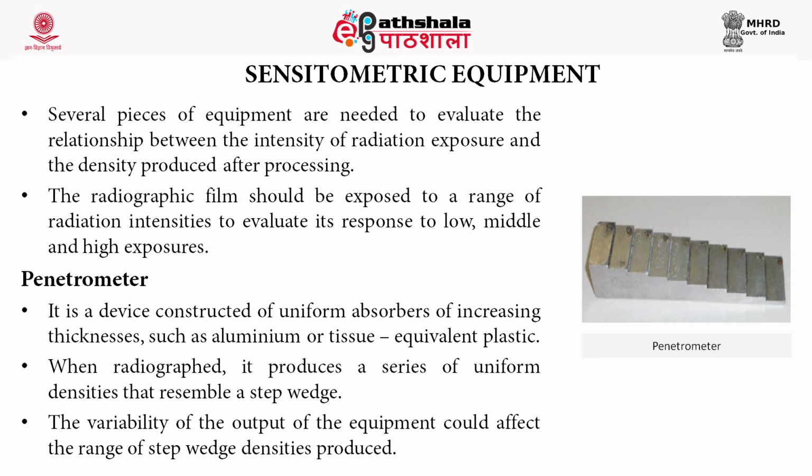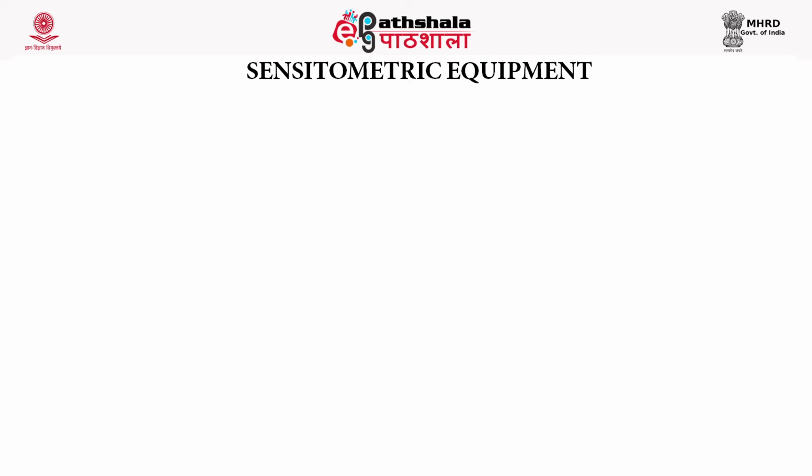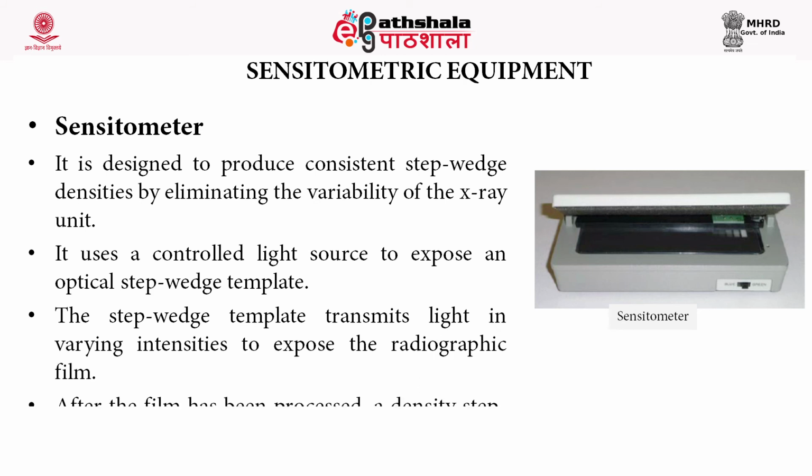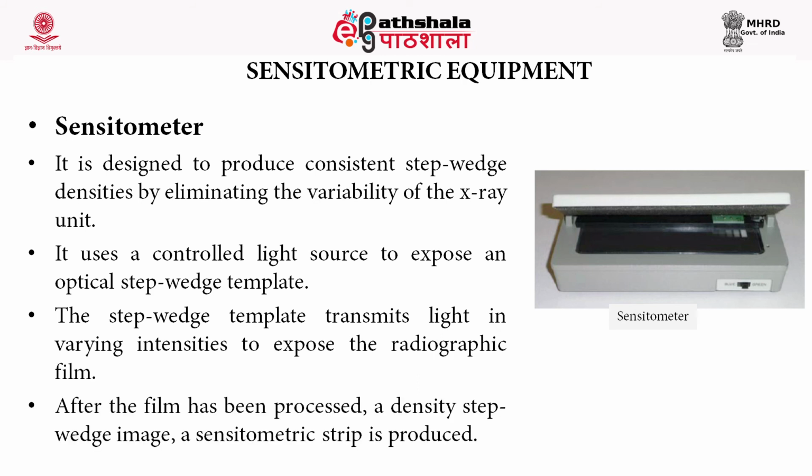Another equipment used for sensitometry is a sensitometer. A sensitometer is designed to produce consistent step wedge densities by eliminating the variability of the X-ray unit. It uses a controlled light source to expose an optical step wedge template. The step wedge template transmits light in varying intensities to expose the radiographic film. After the film has been processed, a density step wedge image, a sensitometric strip, is produced.